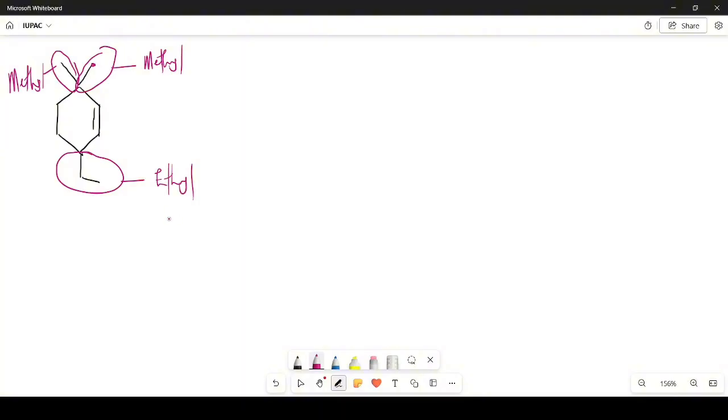However, we need the position where each of them are found. But recall that we have double bond here. So if you want to name, how are you going to name? Suppose this double bond is not here.